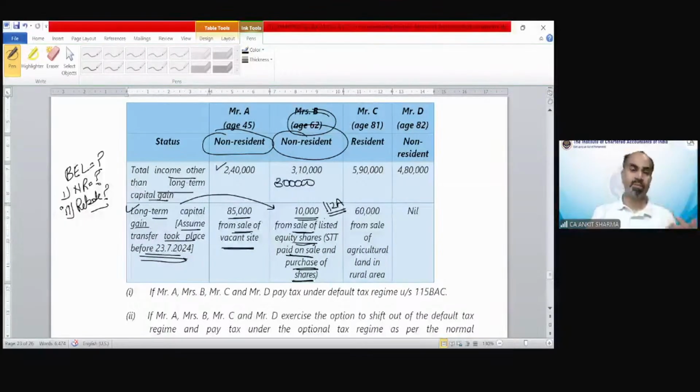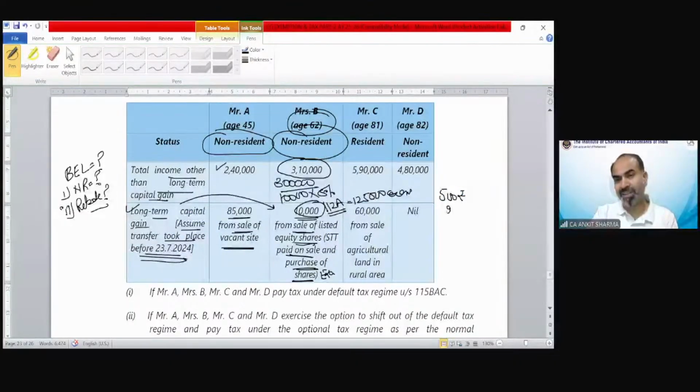Because we have long-term listed equity shares with STT paid on both sale and purchase, up to 1,25,000 is exempted. And here it is only 10,000, so the full value is exempted. We only have one income, that is 3,10,000. Up to this 3,10,000, 10,000 is going to be taxed at the rate of 5%. So tax would be 500 rupees. No rebate, no surcharge. 4% cess would be 20 rupees. Total tax would be 520 rupees.